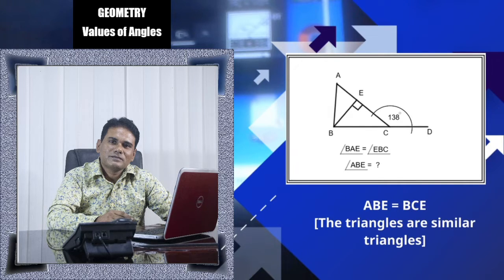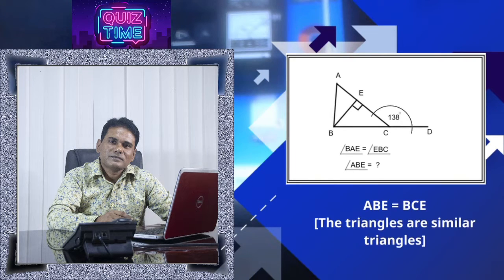BCE as the adjacent angle of ECD, of which the value is given, we can easily find it out by subtracting 138 from 180, and this is how we can find out the other angle, ABE. Since ABE is equal to BCE, we can find out the value of ABE.